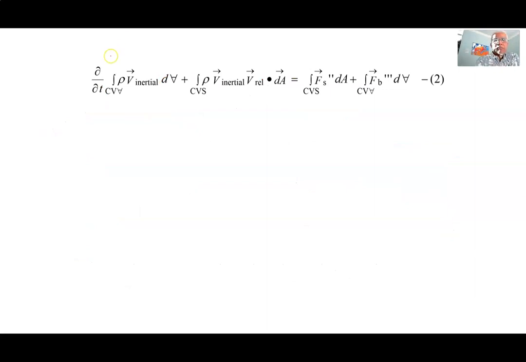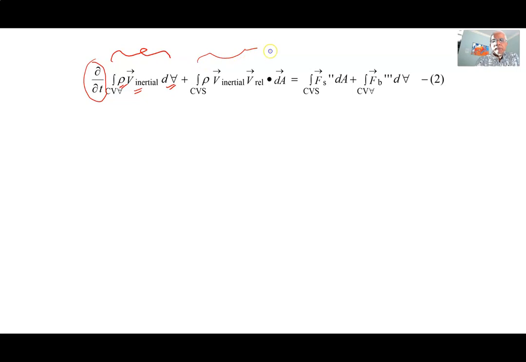Again, let's interpret these terms. This is the rate of change of momentum of the fluid sitting inside my control volume. Remember, rho dV is the mass. Multiply that by velocity, measured with respect to my inertial reference frame for that fluid, and that gives me the momentum. Then I integrate that over the entire control volume, and then I take the time rate of change of that quantity, right? So that's the rate of change of momentum.